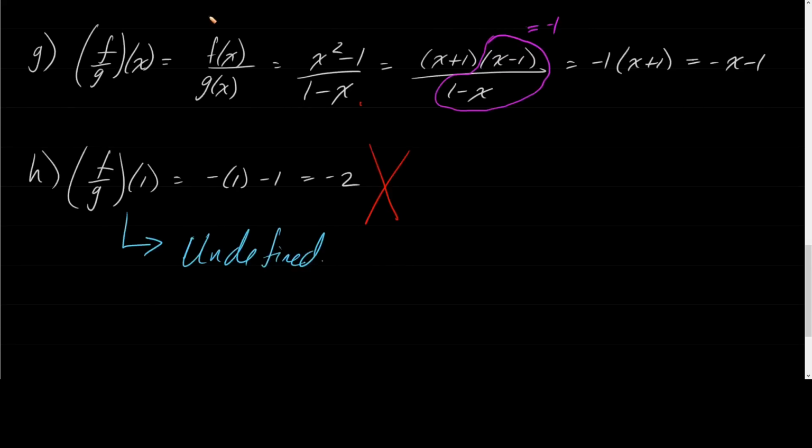But what if it was any other value? Let's say, for example, f over g of 2. Well, I can certainly plug it into the simplified version because it would have been fine in the original version. So we have negative of 2 minus 1, which gives us negative 3. So you have to be careful about situations like this.